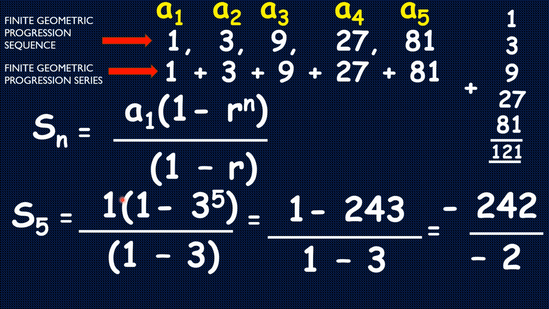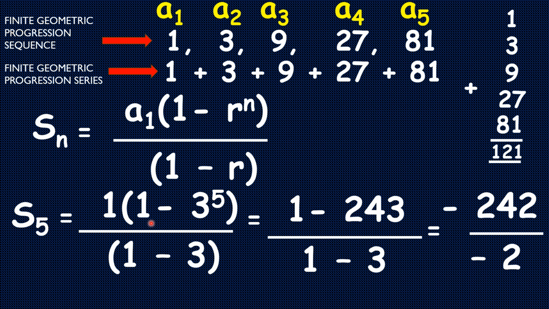So let's just look at how we substituted. What is our a1? 1, because our first term is 1. Bracket open, 1 minus r raised to power n. What is our r? Common ratio is 3. What is the n? We're looking for the sum of the 5 terms, so n is 5. So we're saying 3 raised to power 5. That is the common ratio 3 raised to power the number of terms n, which is 5, all divided by 1 minus r, and we already established our r to be 3.